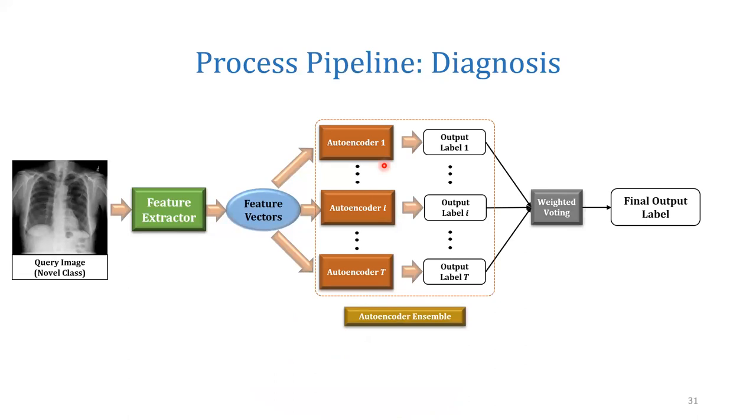Once the autoencoder ensemble is trained, if we apply a query image of the novel class, the feature extractor extracts the feature vectors and applies them simultaneously to each autoencoder in the ensemble. Each autoencoder assigns a class label. We eventually perform a weighted voting with all these class labels, and we get a final output class label corresponding to the input chest X-ray. That is how our entire few-shot learning pipeline works.